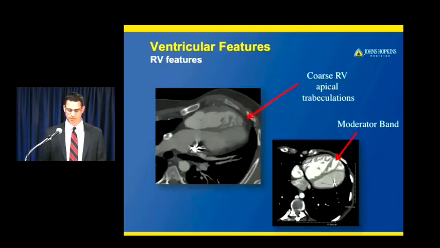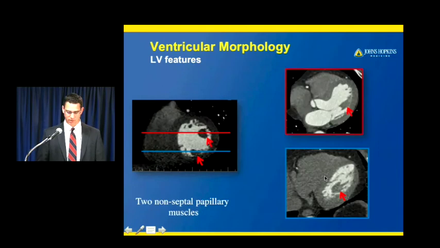So here are some examples of RV features. These are the coarse apical trabeculations we discussed. So lots and lots of trabeculations in the RV. The moderator band is this band of tissue which obliquely courses from the septum out to the apex of the right ventricle. That's really characteristic of the RV.